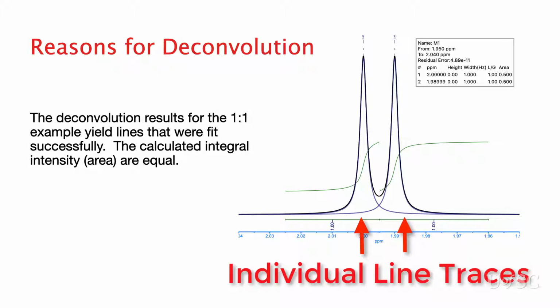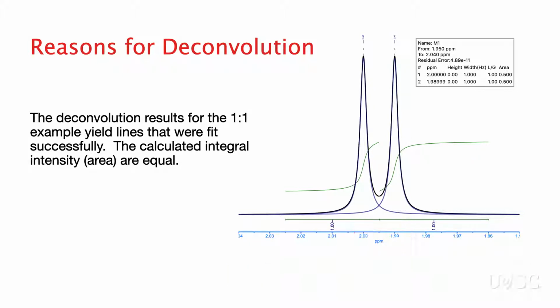The two individual component lines can be seen in the result. There is also a summed trace that is overlapped with the initial spectrum. The numeric results are shown in the table above the spectrum. This contains the deconvolution line's chemical shifts, line widths and integral intensities listed as area. In this case, the areas are calculated as equal.